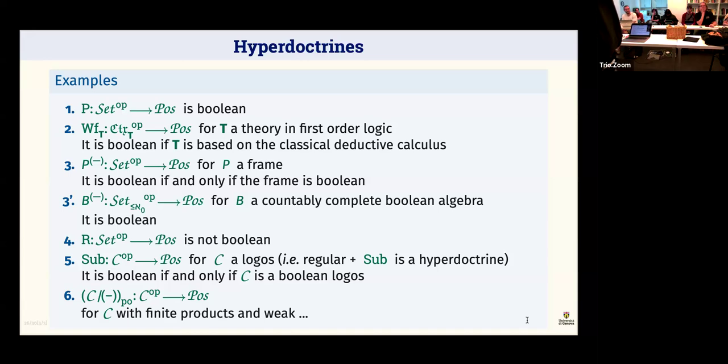In a sense, this and this are very different categories. This is essentially a small category. This is certainly not a small category. So we are talking about two very different things. And I'm sorry I will be addressing too many arguments on doctrines, but that's how I could get to hyperdoctrines.